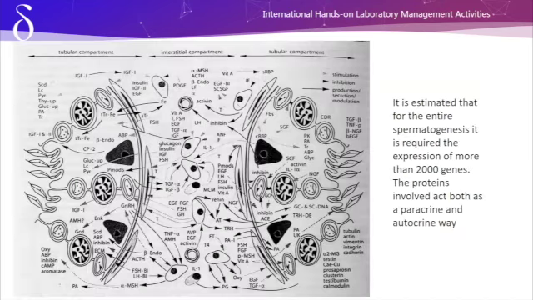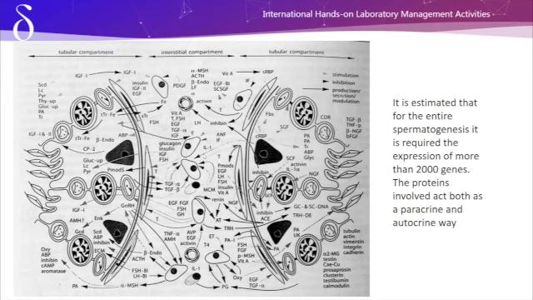But spermatogenesis is not only regulated in this way. We know that there are many different genes that control spermatogenesis. It is estimated that for spermatogenesis it is required the expression of about 2,000 genes and 2,000 proteins product of these genes. And these proteins may act both in a paracrine and autocrine way.